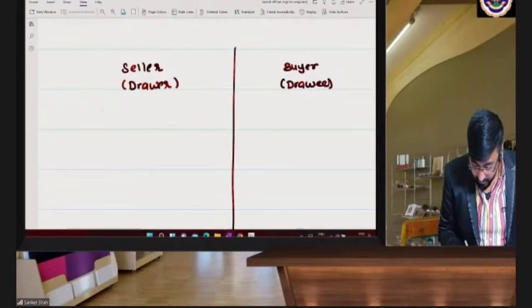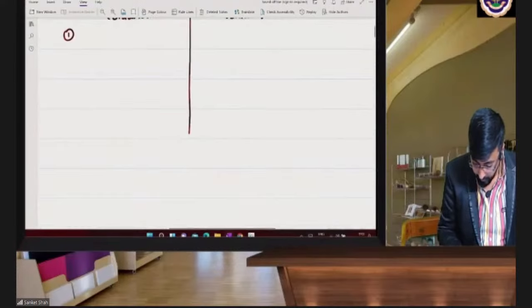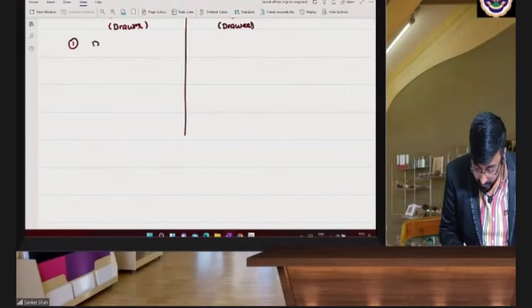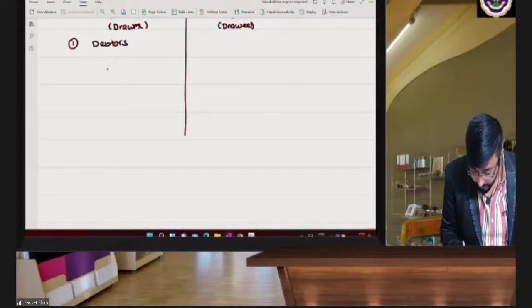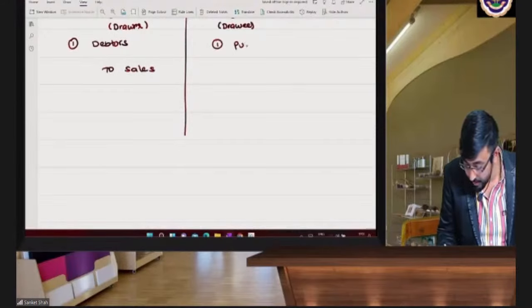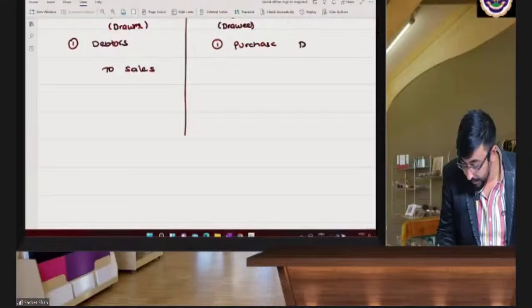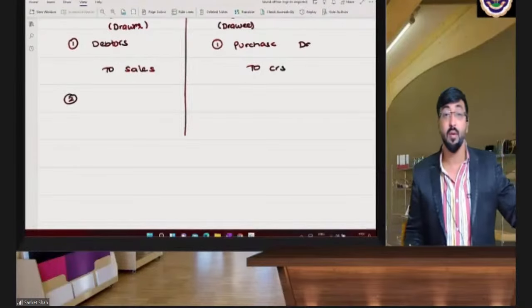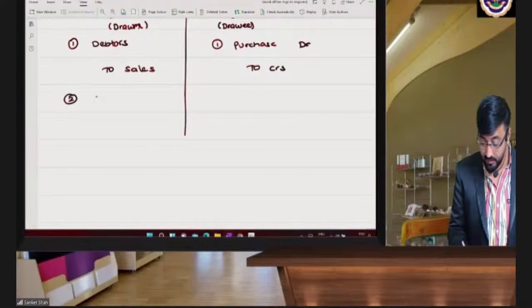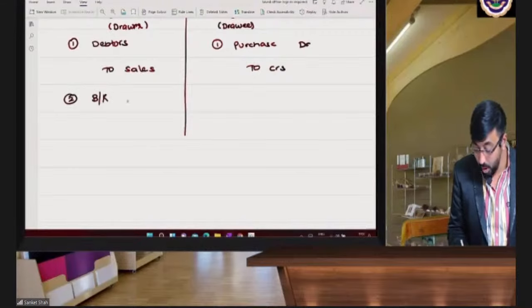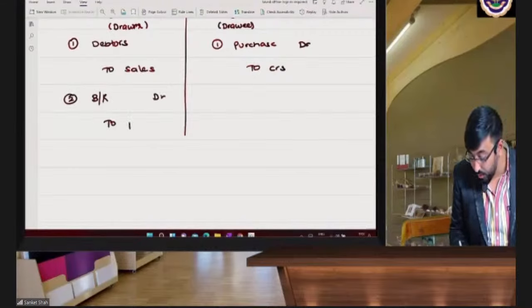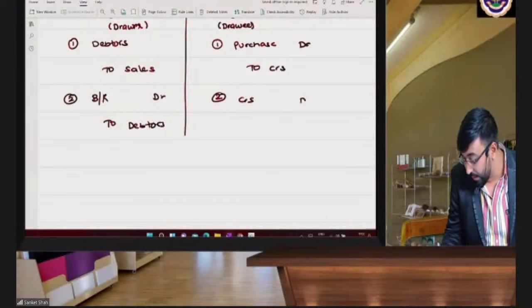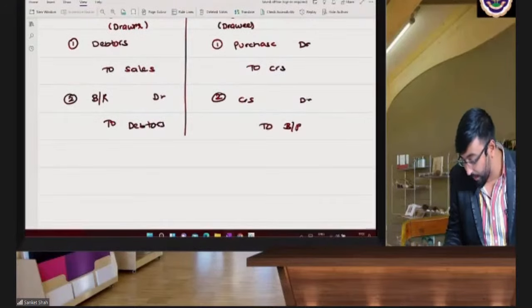First entry is debtors account debit to sales. And here entry will be purchases account debit to creditors. Second entry, the drawer, yes, the seller, draws a bill: bills receivable account debit to debtors. And here entry will be creditors account debit to bills payable, as you are aware of these entries.